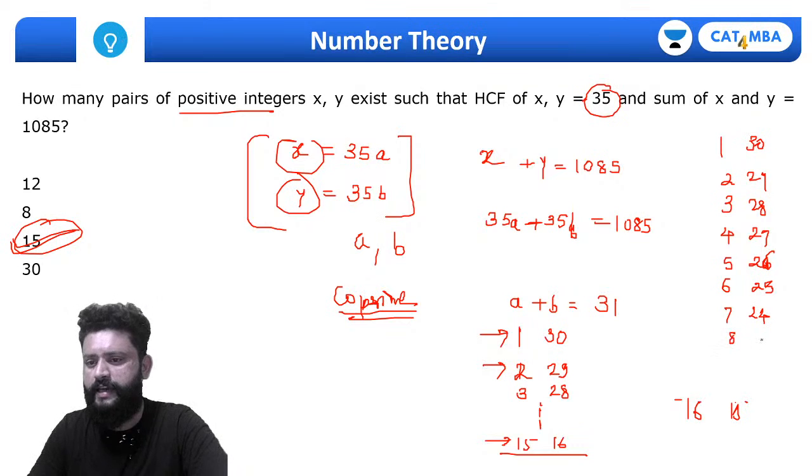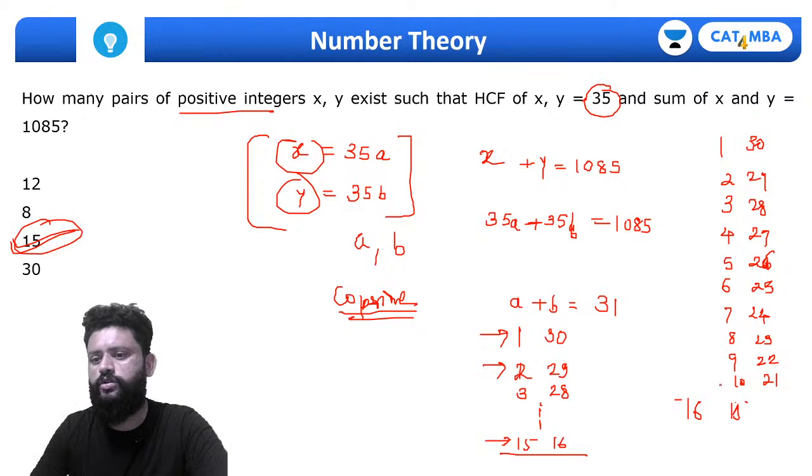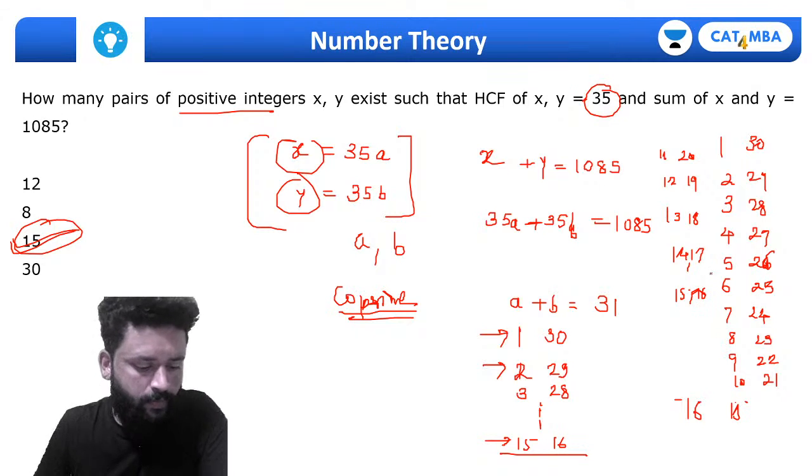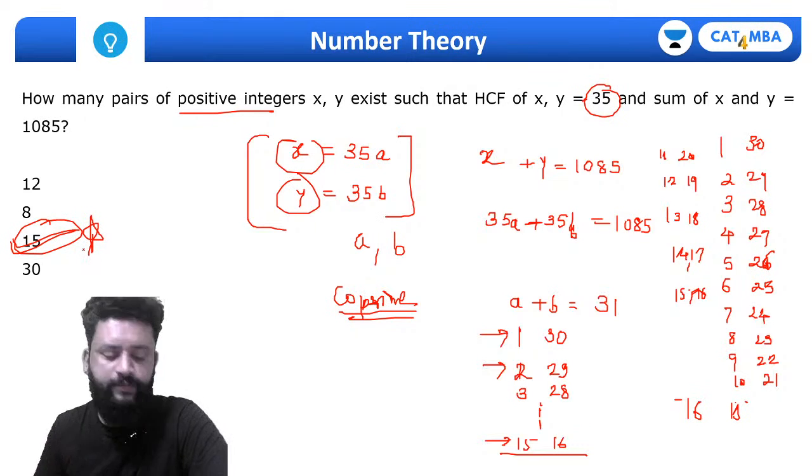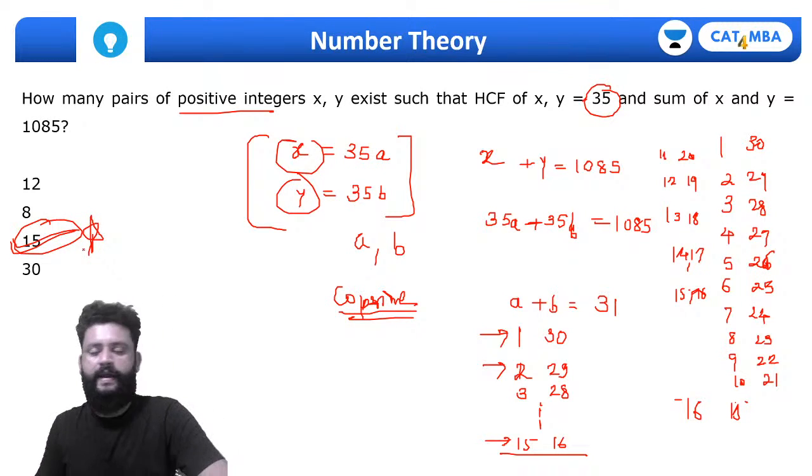7 and 24 again co-prime. 8 and 23 is co-prime. 9 and 22 co-prime. 10 and 21 co-prime. 11 and 20 co-prime. 12 and 19 co-prime. 13 and 18 co-prime. 14 and 17 co-prime. After that, 15 and 16 co-prime. Perfectly fine. It is 15. Answer is 15 guys. I was just checking for the co-primes. All are co-primes, right?